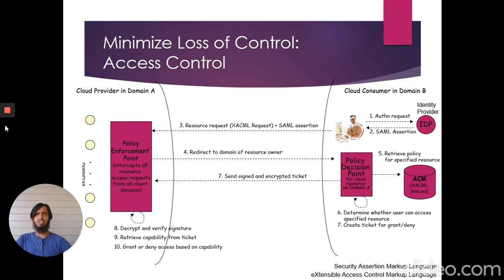If we look at the access control, what access is given by the provider to the client and by the client to the provider will be seen in this user diagram. If we consider the cloud provider in domain A and the consumer in domain B, then the authentication request is sent to the identity provider, and the resource policies are laid down, and then there is a redirect to the domain of the service owner to retrieve the policies. If you are storing a particular type of data, the policies pertaining to that will be given by the provider to the consumer. Then the consumer processes that and sends back the signed and encrypted ticket, agreeing upon those privacy policies.